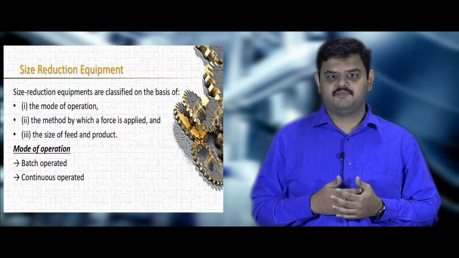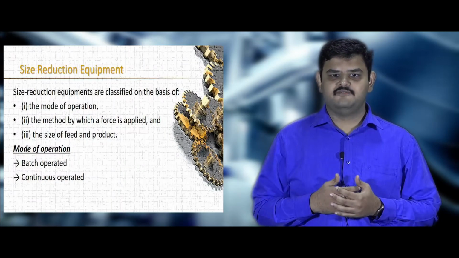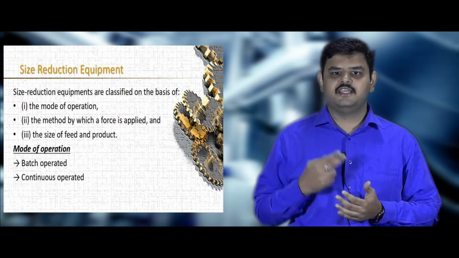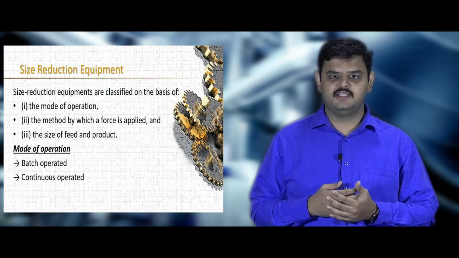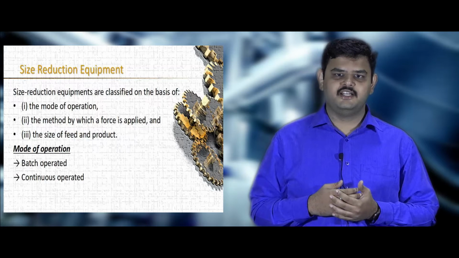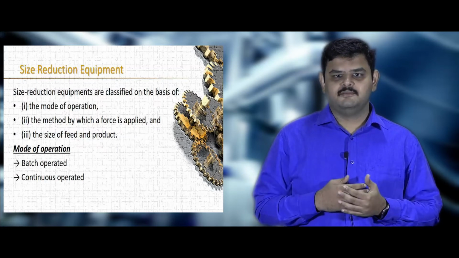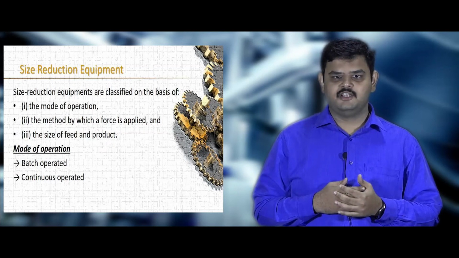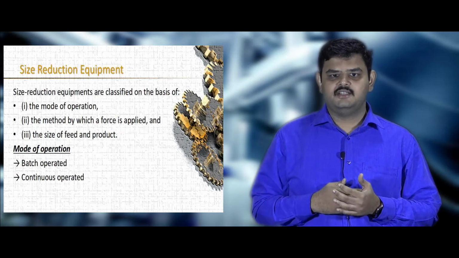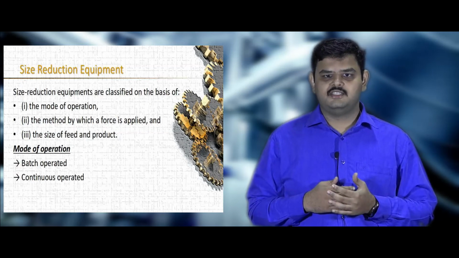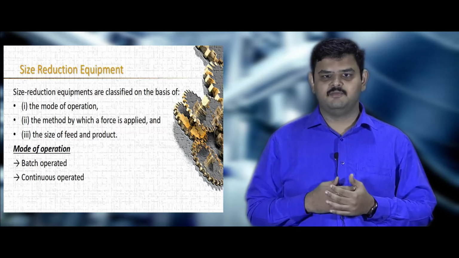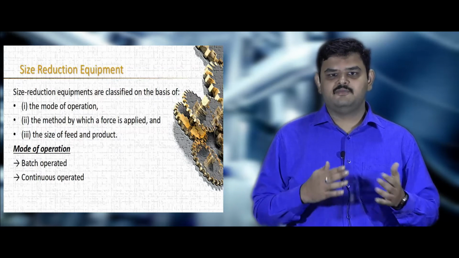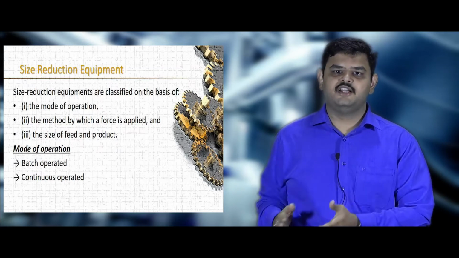Size reduction equipments are classified based on three parameters. The first one is the mode of operation, the second one is the method of application of forces, and the third one is the size of the feed and products. The first one, based on mode of operation. There are two modes of operation, batch operated and continuous operated. In batch operated equipments, the equipment is charged first, and then the size reduction operation takes place and the products are removed. In continuous operation, the equipment is charged continuously and the products are removed continuously.